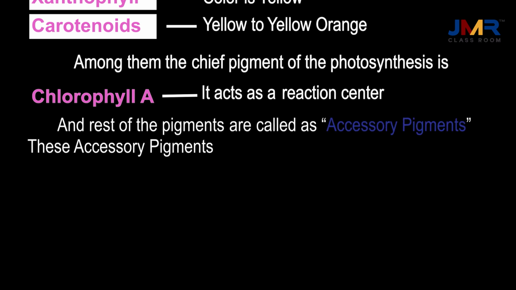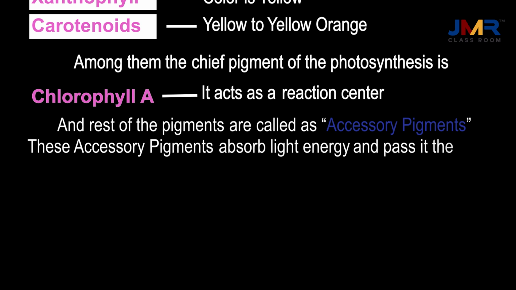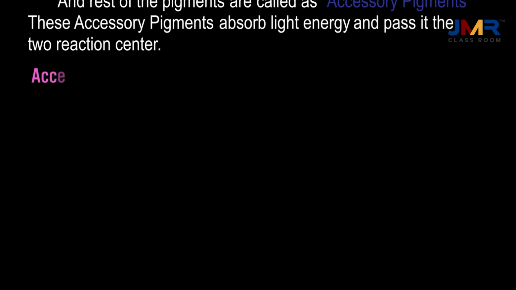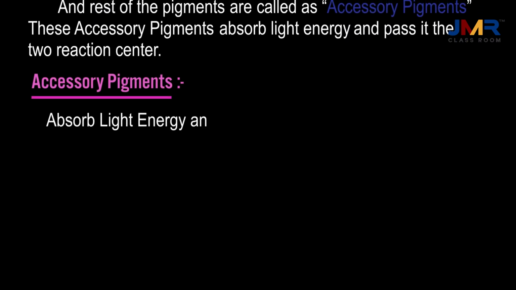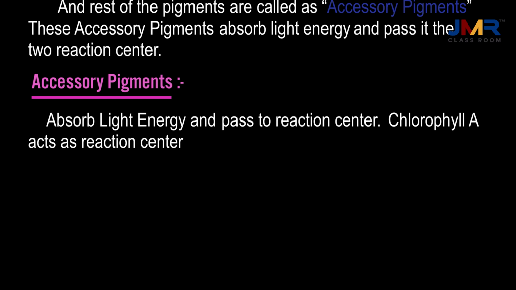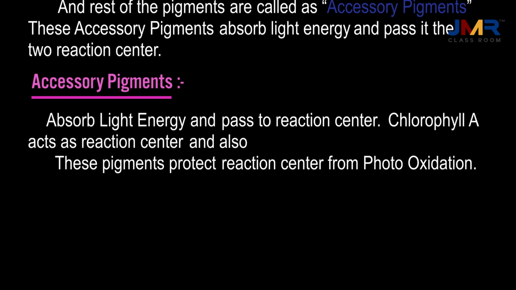These accessory pigments absorb light energy and pass it to the reaction center. Chlorophyll A acts as the reaction center. And also these pigments protect the reaction center from photooxidation. Photooxidation is also known as solarization.